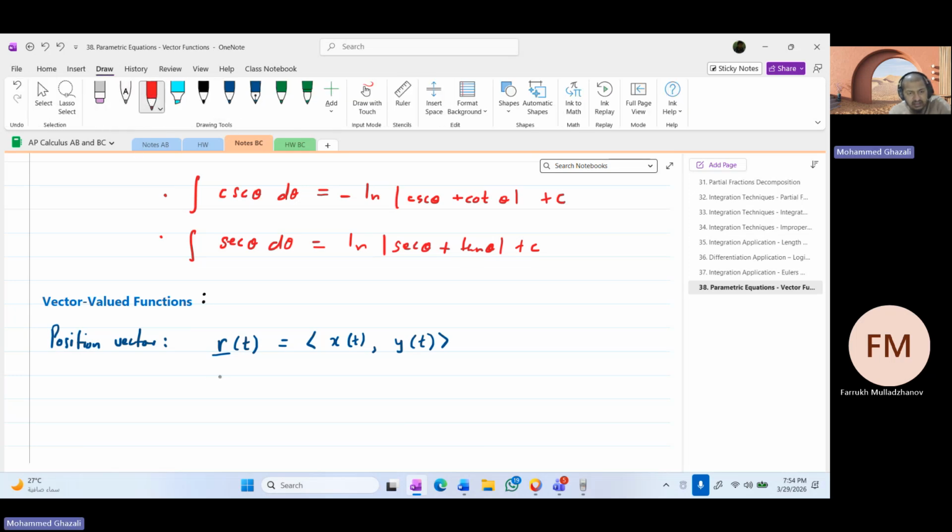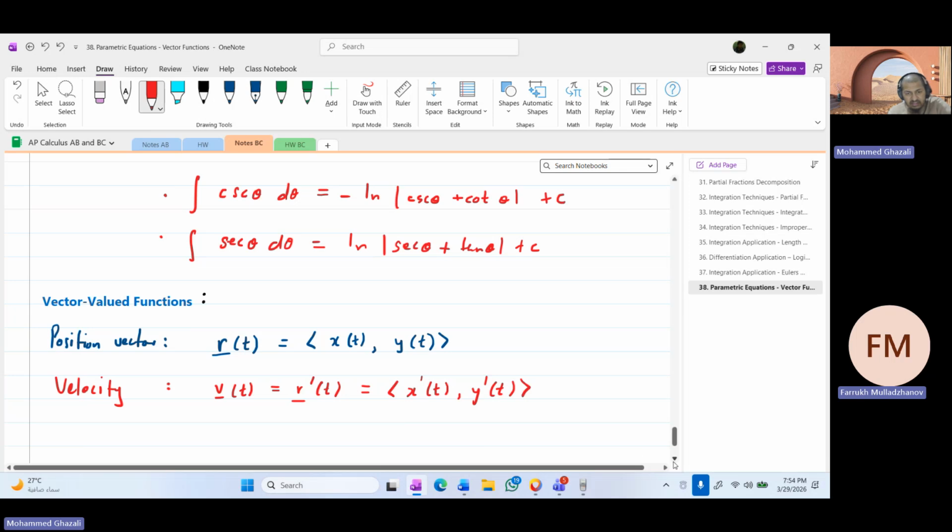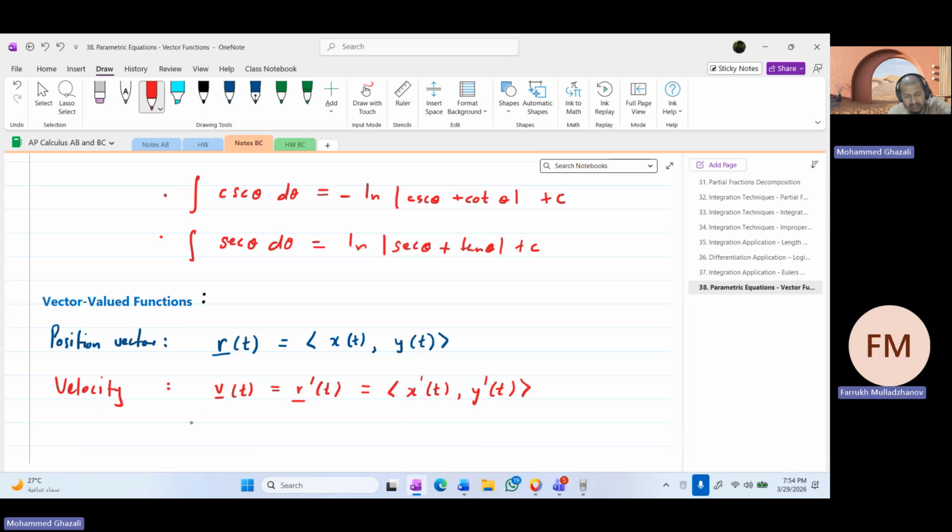From the position vector, you can get the velocity vector, right? So what's the velocity? v of t. It is basically differentiating that and differentiating that. That's basically the same thing as saying r prime t, okay? Just find x prime t and y prime t, and that's the velocity vector. Now from the velocity, we get the acceleration vector.